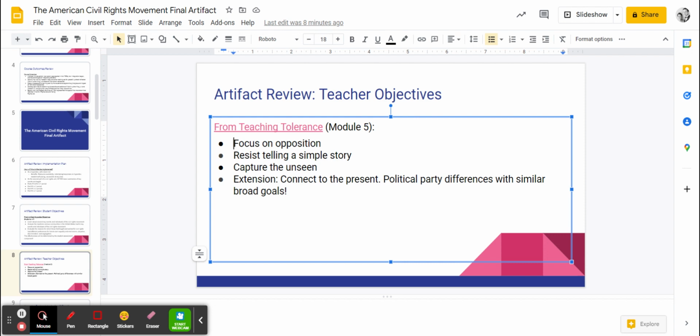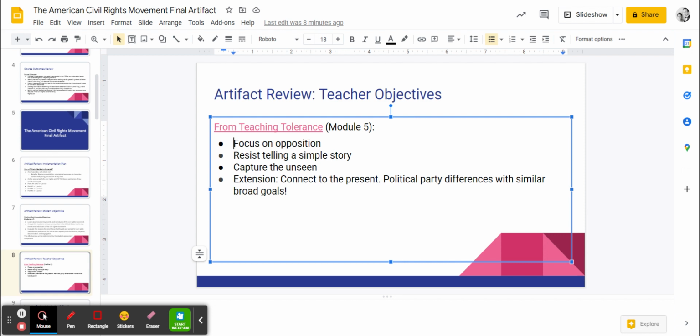or having something dumped on them at a lunch counter. We kind of just say, well, this happened, and then we move on. And it's important that we understand there was a lot of opposition to the civil rights movement. And I thought that was a key point of that Teaching Tolerance article that I liked. And I thought that leads into that idea that we must resist telling a simple story. The civil rights movement isn't as easy as Martin Luther King Jr.